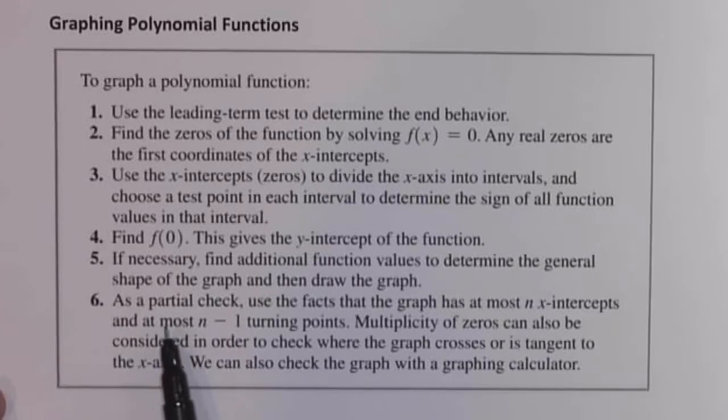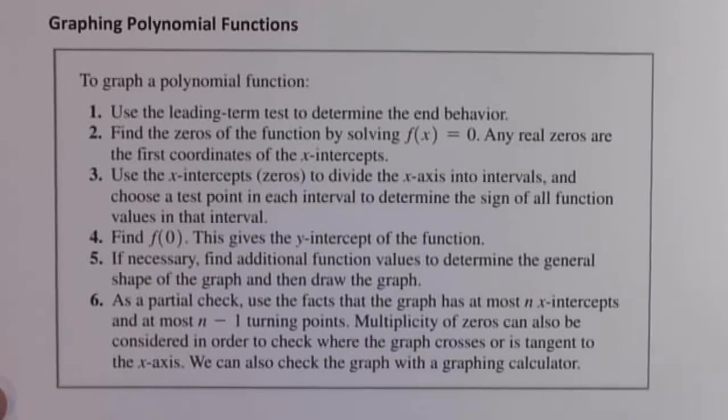And 6, as a partial check, we can use the fact that the graph has at most n x-intercepts and at most n minus 1 turning points. Multiplicity of zeros can also be considered in order to check where the graph crosses or is tangent to the x-axis. We can also check the graph with a graphing calculator. So let's look at an example.